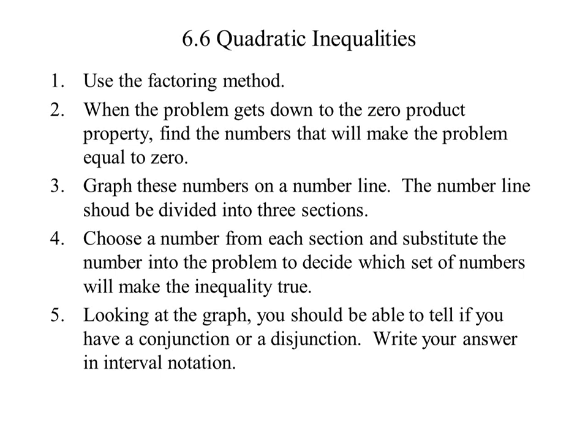If you have an inequality, you're going to use the factoring method first, which means it's got to be set equal to 0, or the inequality to 0. When the problem gets down to the zero product property, you're going to find the numbers that will make the problem equal to 0. So we're going to take care of the equal part first. These are going to be your 2 starting points.